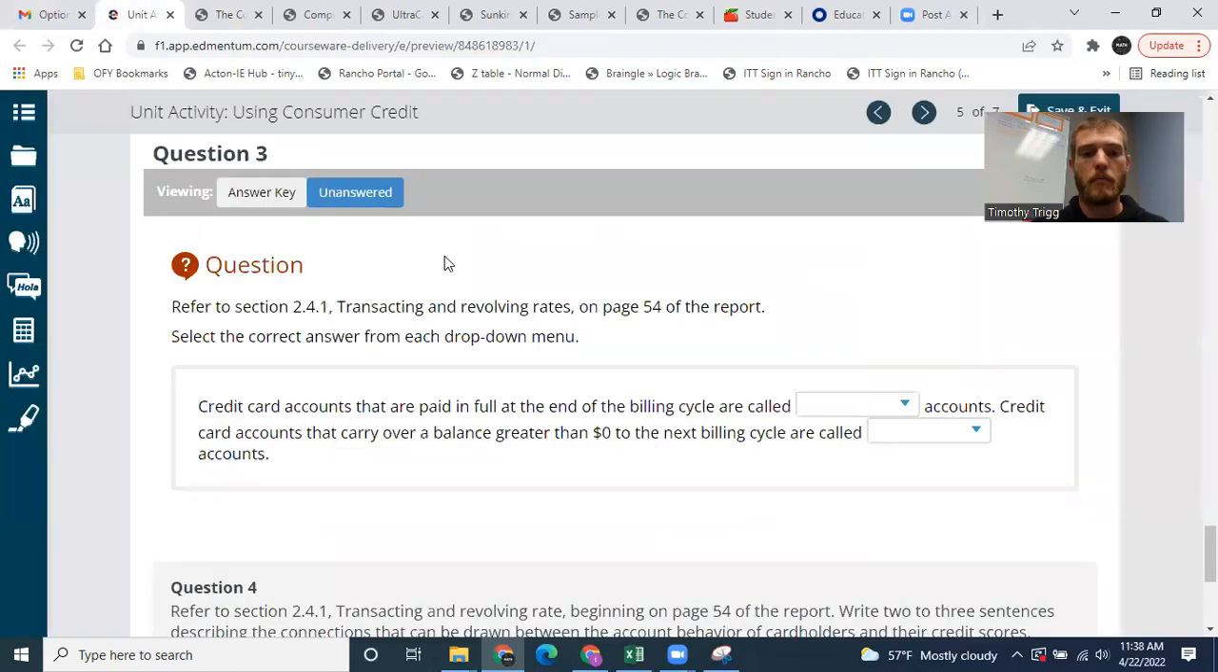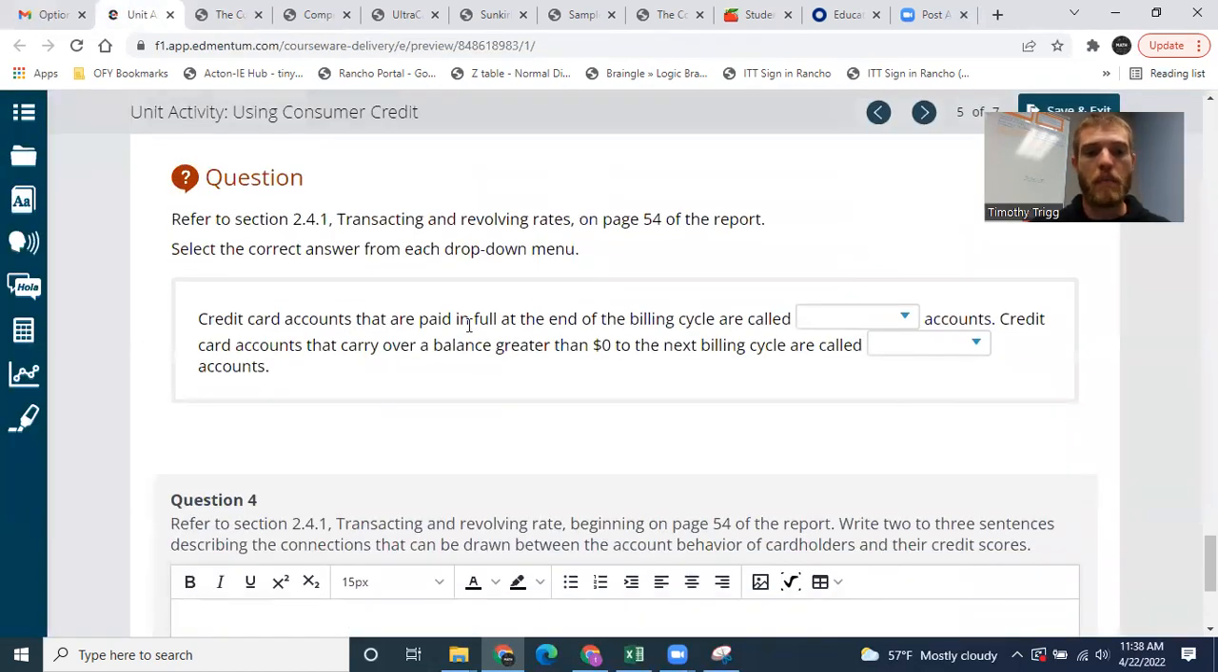Credit card accounts that are paid in full at the end of the billing cycle are transacting. Credit card accounts that carry over a balance greater than zero to the next billing cycle are called revolving.